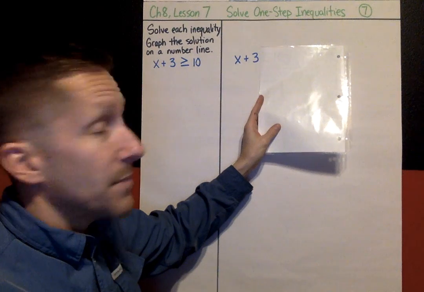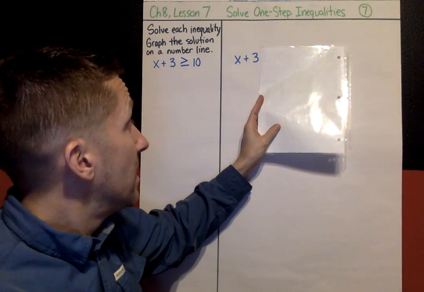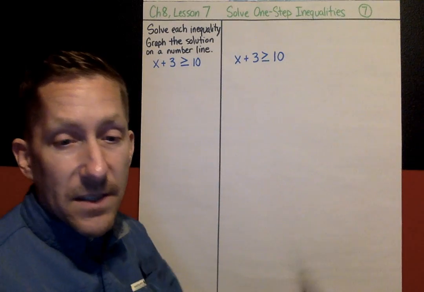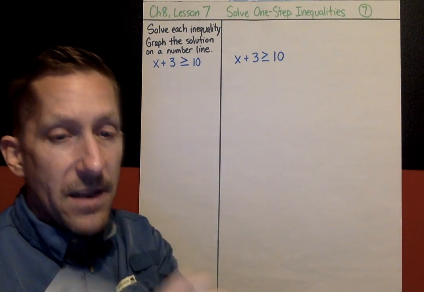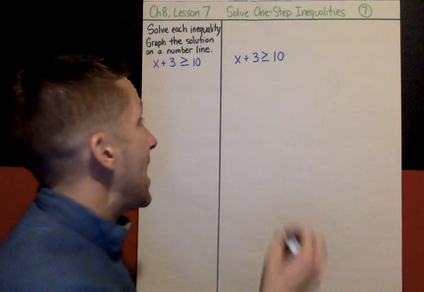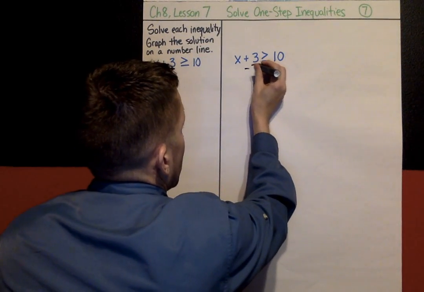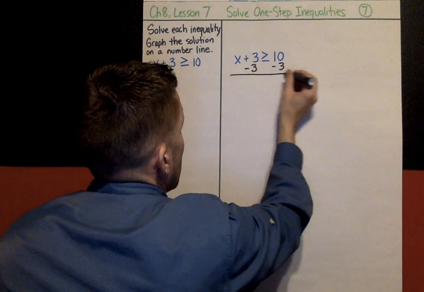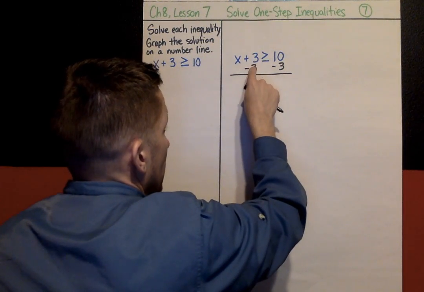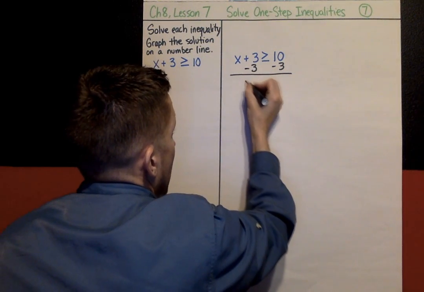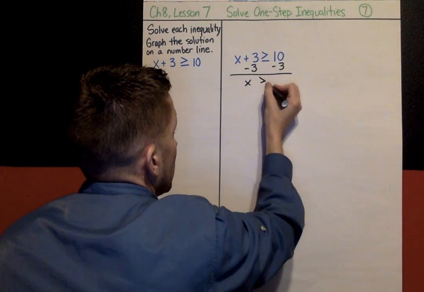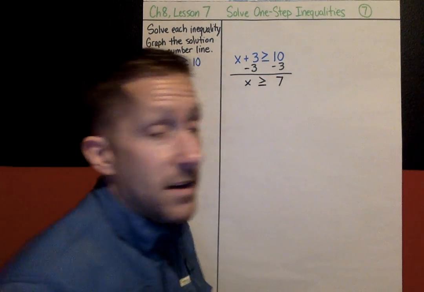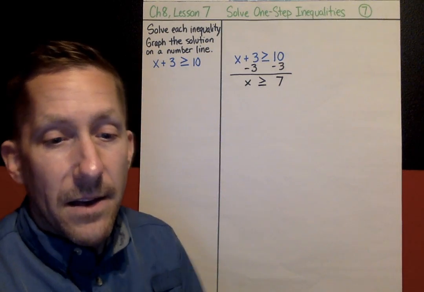I'm going to cover that up and just look at the variable side only. 3 is being added to x. What is the inverse of adding 3? That is subtract 3. But I need to do that to both sides, just like we did with equations. 3 and take away 3 cancel each other out, and we're left with x is greater than or equal to 7 on that side of the inequality.